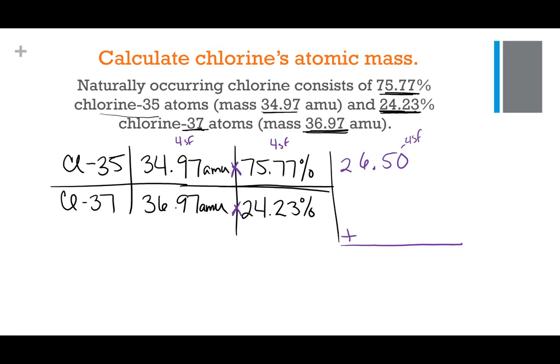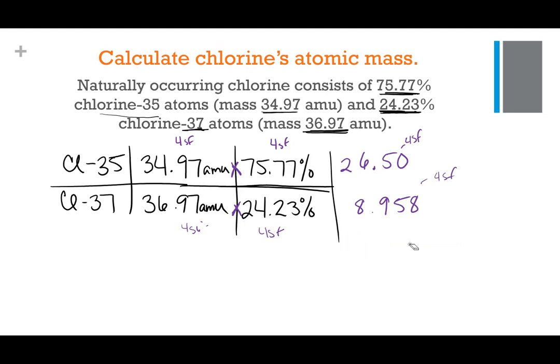All right, so we do the second calculation. So I'm going to take 36.97 times 0.2423. And my calculator again spits out 8.958. And again, 4 sig figs.